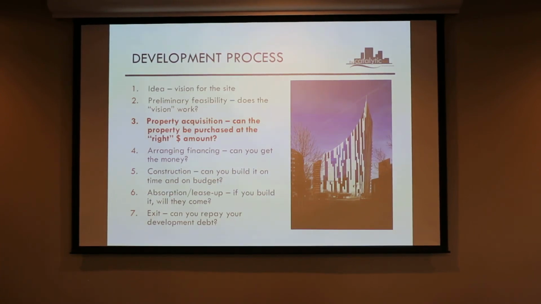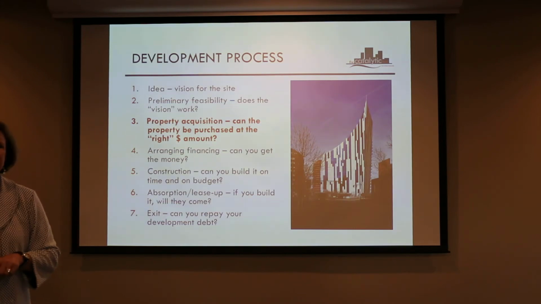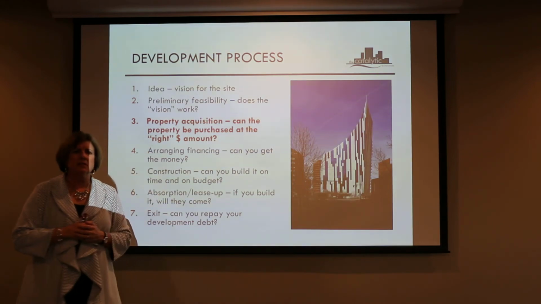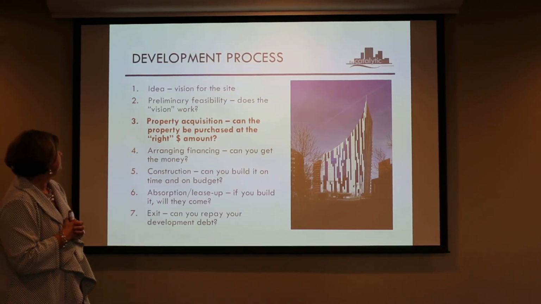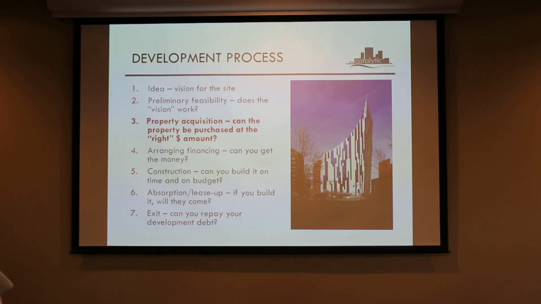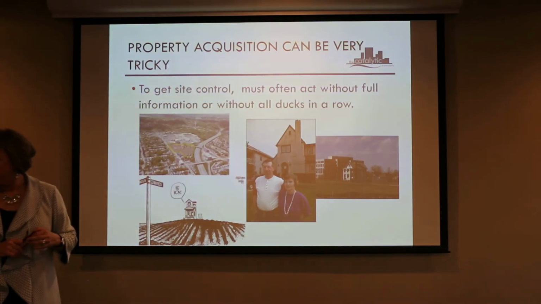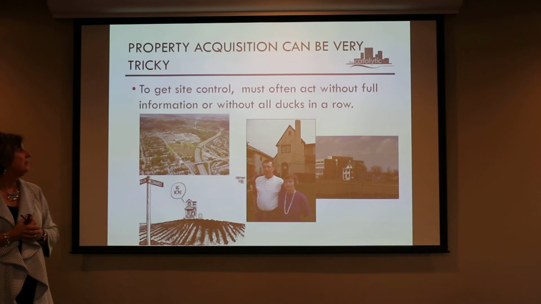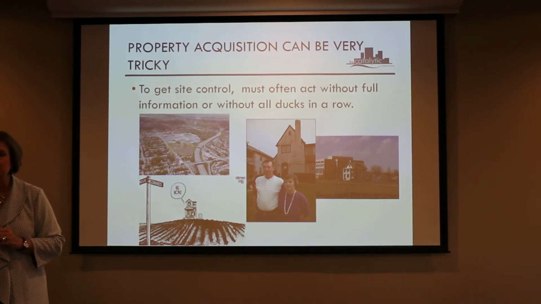Okay, so after I did this analysis and I got that number, $22.80 per square foot, and looked at some of the sensitivity, I'm going to go out and study the market, ask real estate office brokers, is that an achievable rent? What do you think? And assuming they say, yeah, I think that that's achievable, then I'm going to say, okay, well now I'm going to look at the property acquisition. And can I buy the property at the right amount? That's very tricky sometimes. Sometimes to get site control, you have to act without full information or even with everything, you know, your ducks in a row.